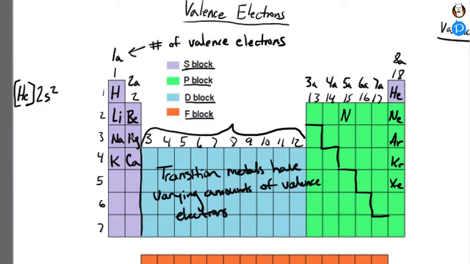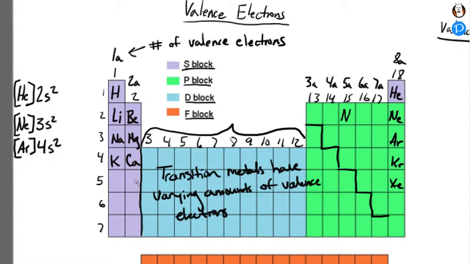If I do it for magnesium, we follow back to neon, and now we're at the third energy level, so the 3s block, 3s2. We'll do it for calcium, so that would be argon, and we would go to the fourth energy level, and again still in the s block, 4s2 for calcium. And you should see a pattern, right?